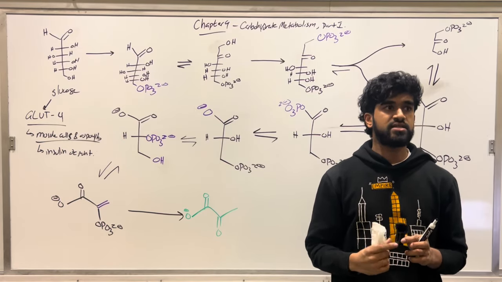And better yet, it's never inhibited. Nothing inhibits this enzyme from doing its job. Whereas hexokinase is inhibited by glucose 6-phosphate. What type of inhibition is that? Anyone? Feedback. Yeah, it's feedback inhibition.